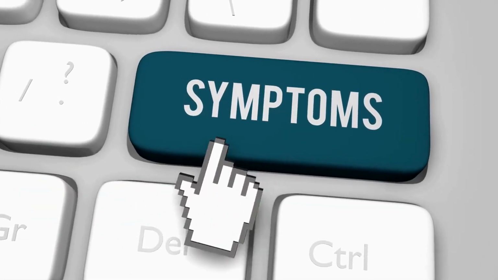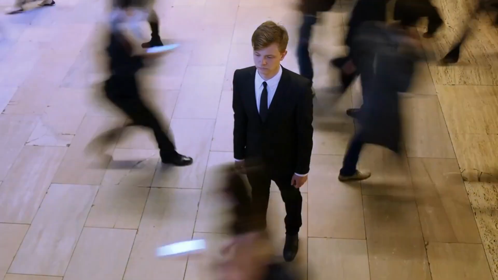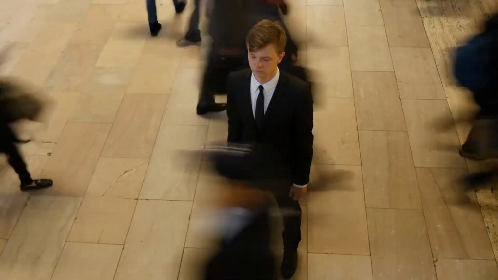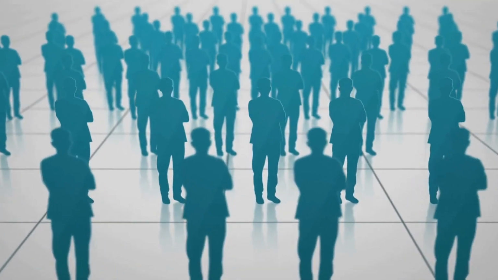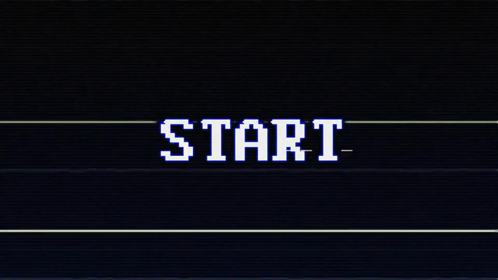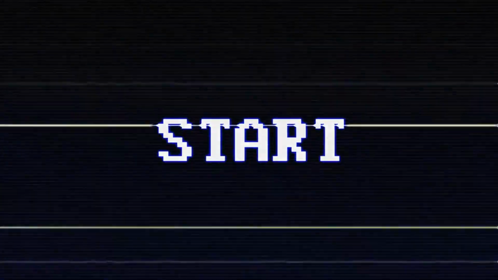Insulin resistance symptoms. It's important to note that not everyone with insulin resistance will experience these symptoms. In fact, some people with insulin resistance may not experience any symptoms at all. Here are some of the most common symptoms of insulin resistance.